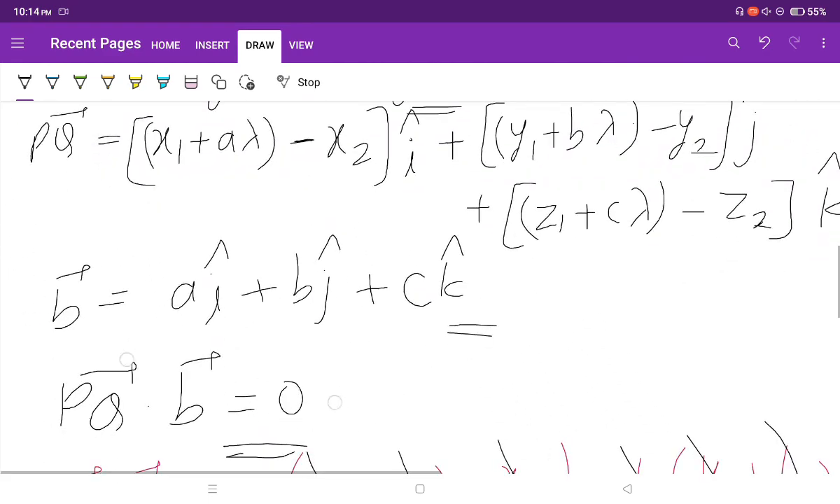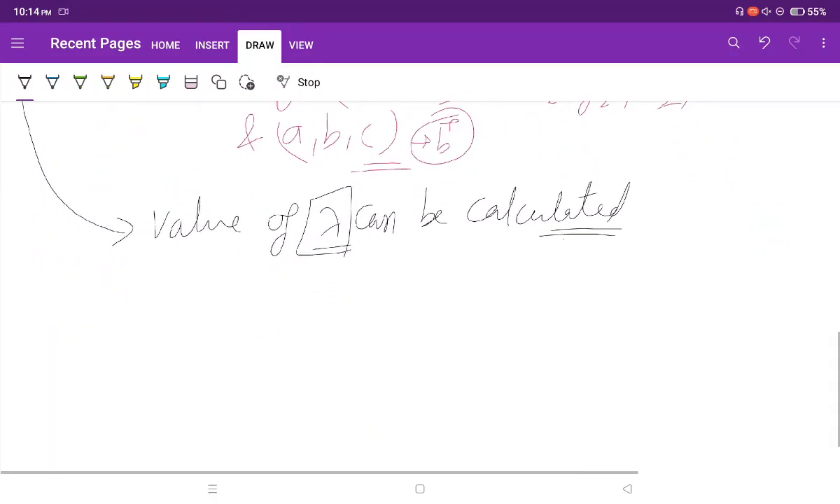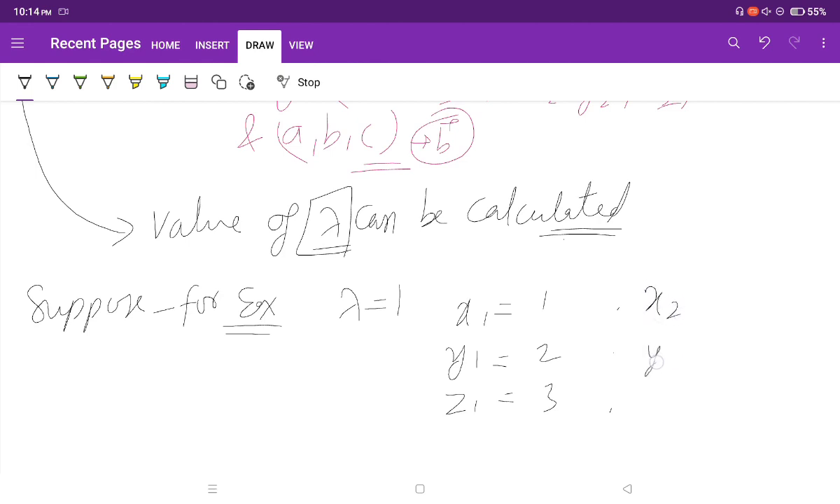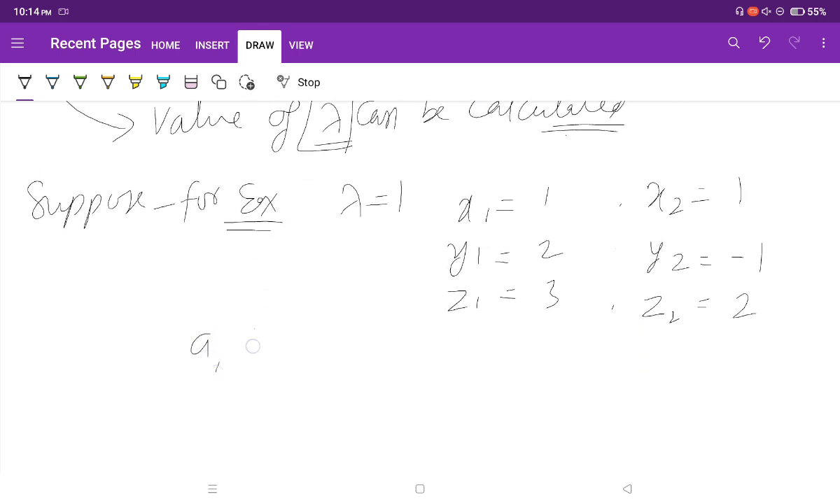When you get the value of lambda, suppose for example we have lambda equals 1 and x1, y1, z1 equals 1, 2 and 3, and x2, y2, z2 equals 1, minus 1, 2, and we have suppose a, b, c as 1, 1, 2, right?